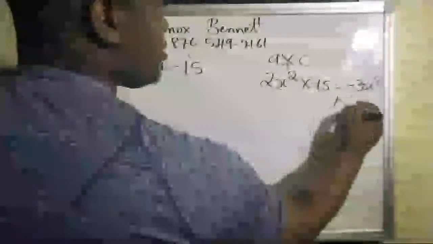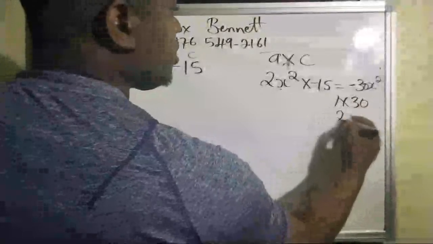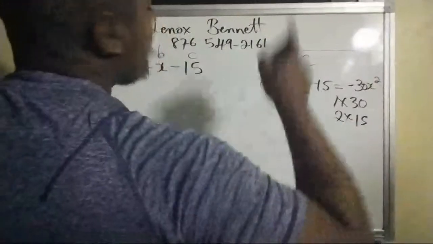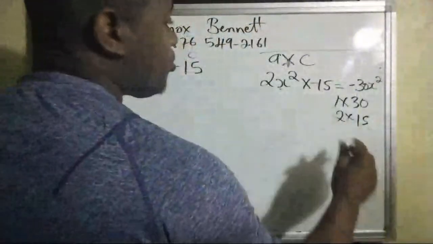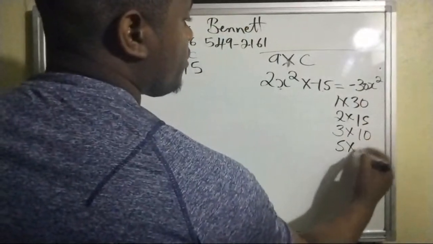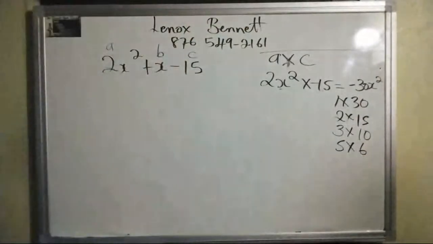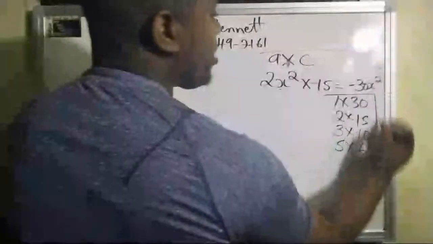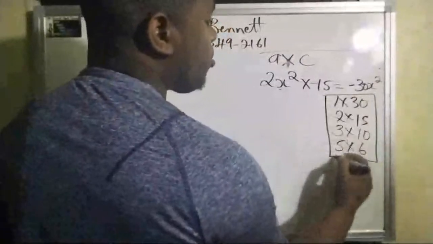So it's 1 times 30, 2 times 15. Notice guys, I just list all the factors. Back to primary school. 3 times 10 and 5 times 6. After we do that now, guess what happens? We are going to see which one of these pairs, which are the factors, can give you a difference or a sum of 1.